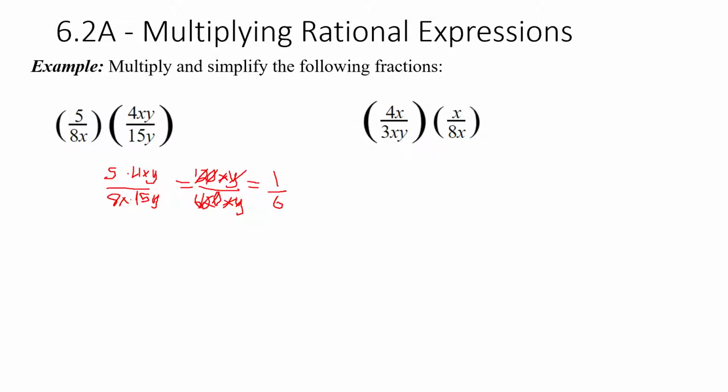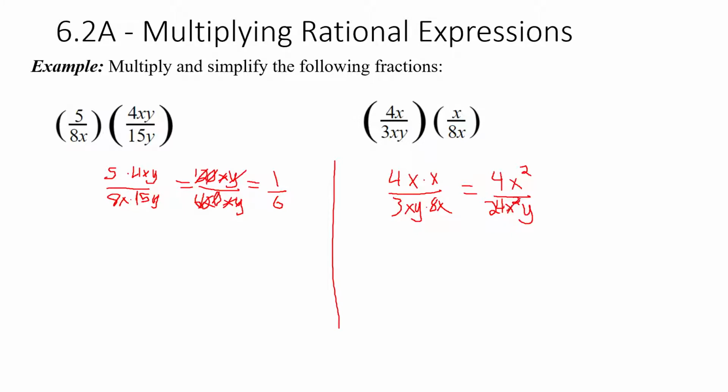Now let's do another one. If we had 4x over 3xy times x over 8x, multiply straight across, and you would get 4x times x over 3xy times 8x. Combine together any coefficients and any variables. So in the top we just have 4, x times x is x squared, over 3 times 8 is 24, x times x is x squared, and then y is by itself.